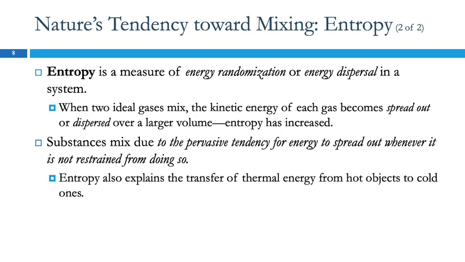Entropy is also often described as the amount of disorder, which is certainly easier to understand, but it's really about the dispersal of energy. So the reason that substances mix is due to this pervasive tendency for energy to spread out whenever it's not restrained from doing so. So substances mix due to entropy. Entropy also explains the transfer of thermal energy from hot objects to cold objects because energy wants to spread out. Any questions?